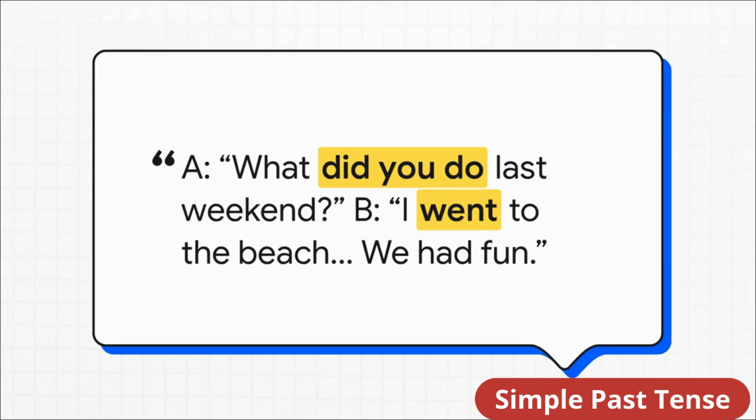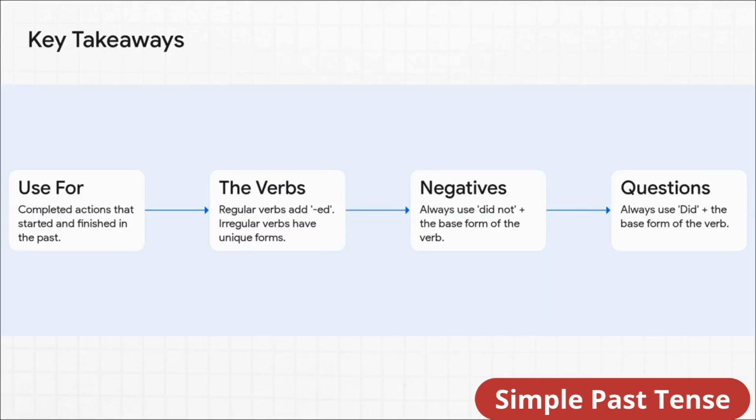Then person A asks a yes-no question. Did you swim? And B gives a short answer. Yes, I did. We had fun. See? It all just flows perfectly when the rules are in the right place. Okay, let's do one last final check of our key takeaways.